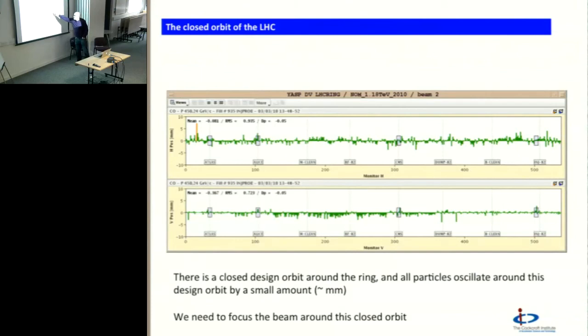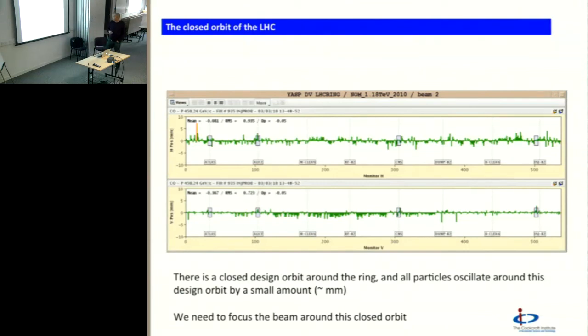A typical excursion is of the order of a few millimeters, and you can see a very well-defined oscillation of this beam position around the LHC. You can see it from the BPMs, and in the vertical plane it's slightly more complicated, but we still have this well-defined oscillation around the machine. So the statement is there's a closed design orbit around the ring, which is not 0, 0 everywhere, it actually oscillates, and all the particles in the bunch oscillate around this design orbit.